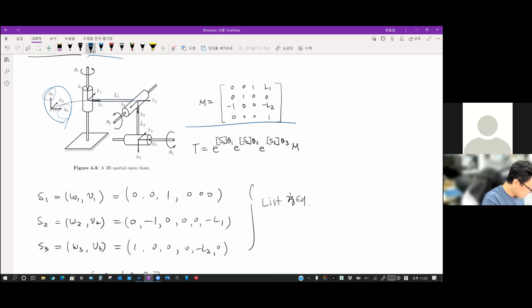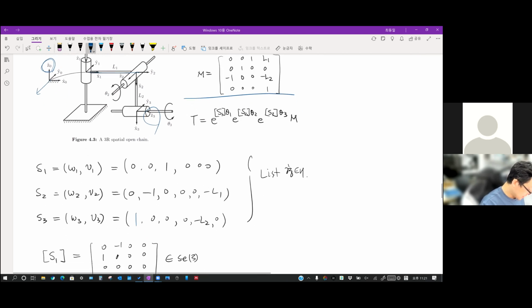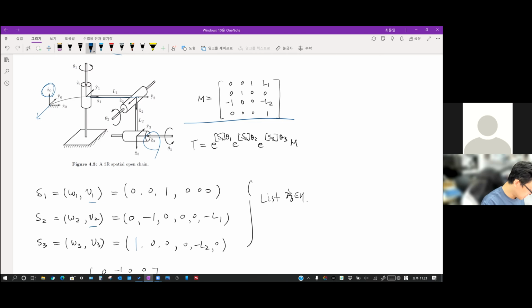So theta 1 is rotating about the z-axis, so it becomes 0, 0, 1. And theta 2 is rotating about the minus y0 axis, so it becomes 0, minus 1, 0. And theta 3 is rotating about x0, so it becomes 1, 0, 0. And v1, v2, v3 can be calculated. v1 equals minus omega cross q.